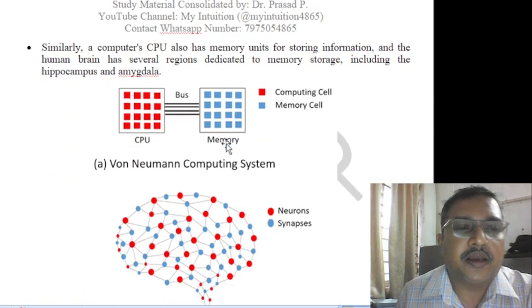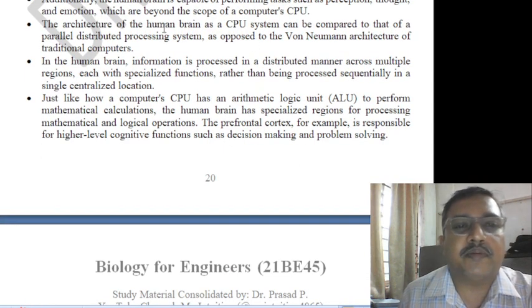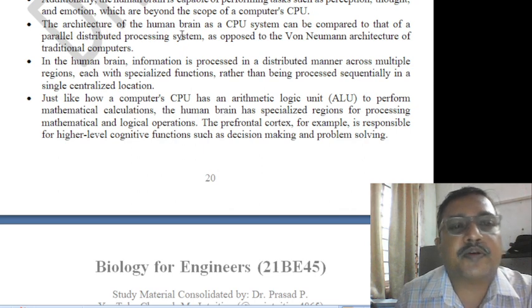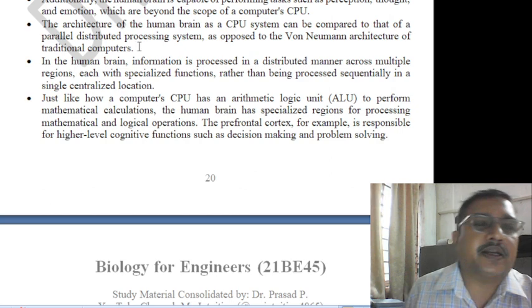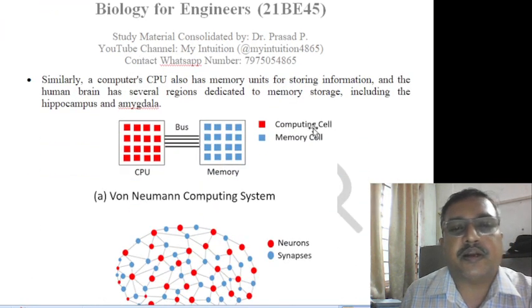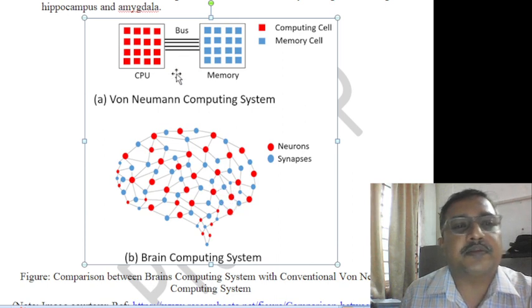If you compare the architecture of the human brain, it can be compared to a parallel distributed processing system, as opposed to the von Neumann architecture of a traditional computer. So the von Neumann traditional structure as well as the brain computing system are compared here.